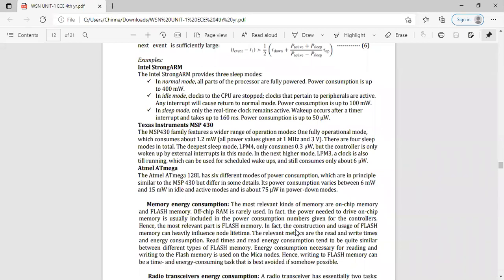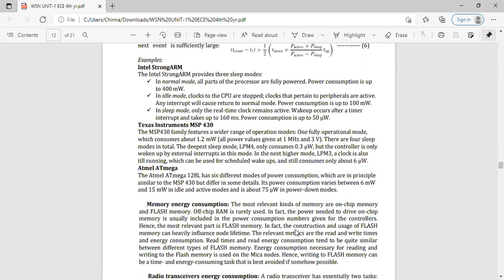The deepest sleep mode, LPM4, only consumes 0.3 microwatts, but the controller only wakes up on an external interrupt in this mode. We have 4 sleep modes in the Texas Instruments. One is the deepest sleep mode LPM4, which only consumes 0.3 microwatts. It is woken up by an external interrupt in this mode. The next higher mode is LPM3. The clock still runs, which can be used to schedule wake ups. That is the next higher mode above the deepest sleep mode.